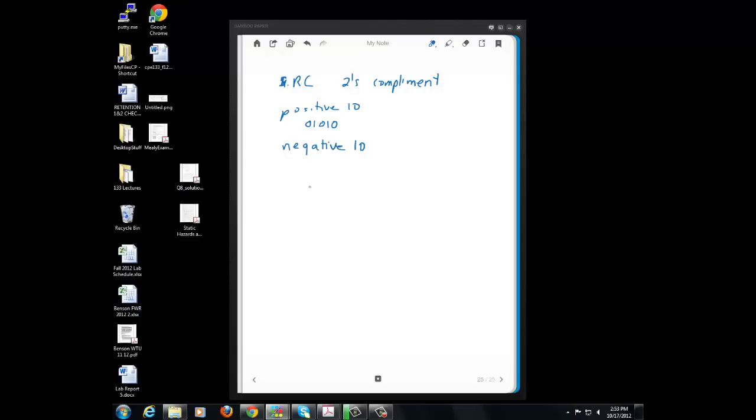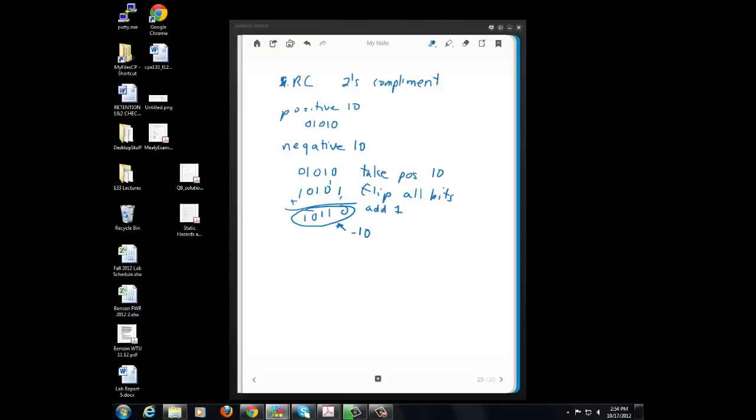Alright, so we're going to take the number 10. Take positive 10. Flip all the bits. So now we have 1's complement. And now we're going to add 1. When you add 1, you're going to get these numbers: 0, carry the 1, 1, 1, 0, 1. So this now is negative 10 in 2's complement form.